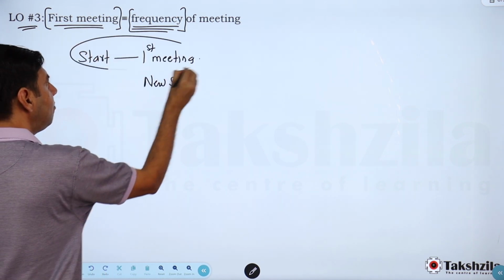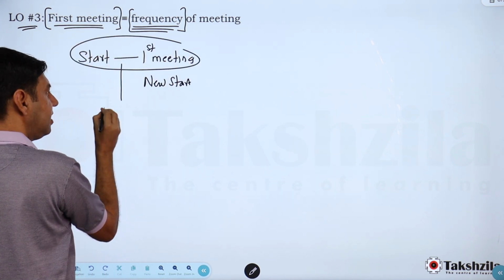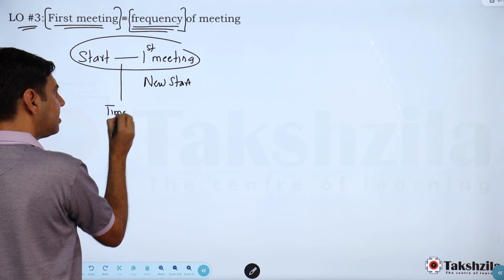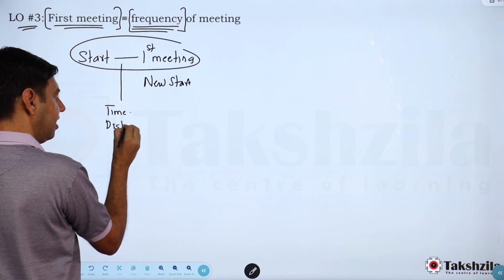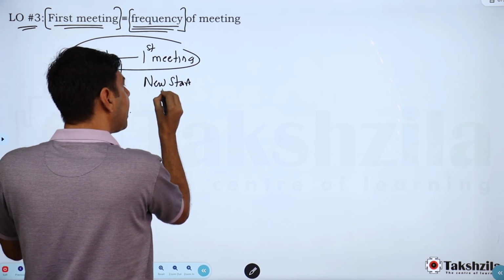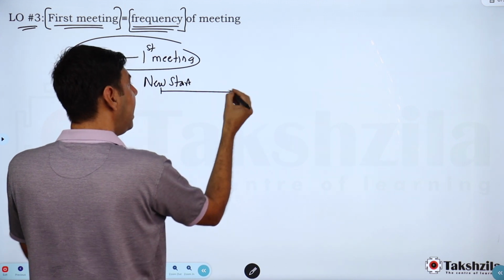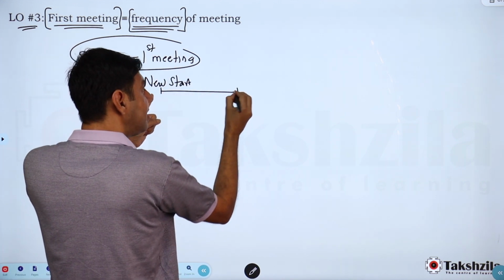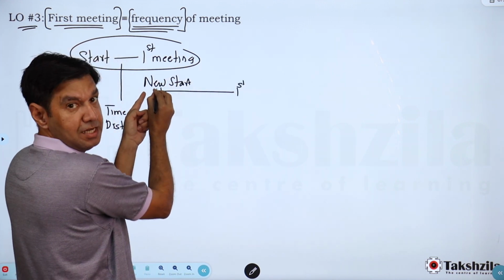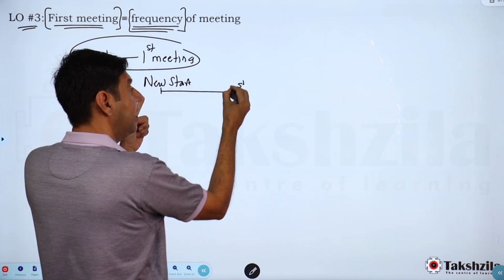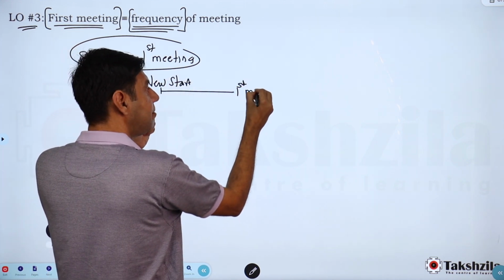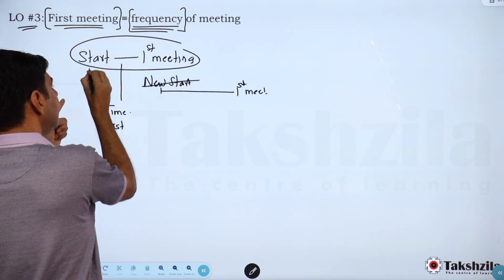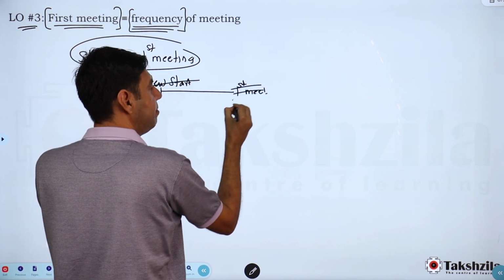Whatever was happening here, as in the time and the distances run, will again happen from here till the next meeting. So this is a new start. We can think of this as the first meeting after the new start. But if I look at it from the original start, it will be the second meeting.